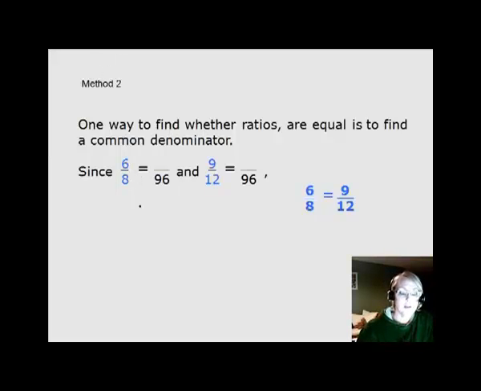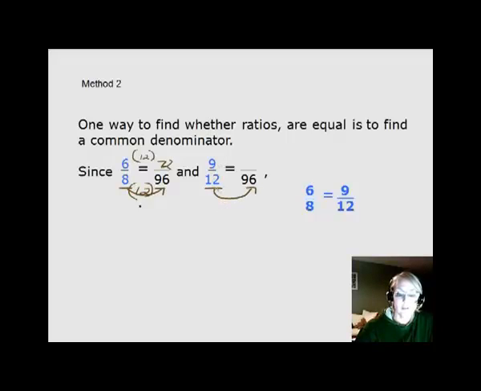To find a common denominator, you determine the lowest common multiple of both of your denominators, 8 and 12. In this case, it's 96. And you say 8 goes into 96 when you multiply by what? When you multiply by 12. So you multiply the numerator by 12 as well, and the equivalent fraction here is 72.